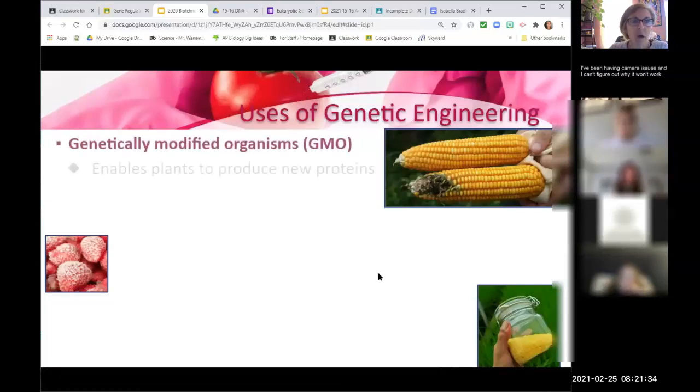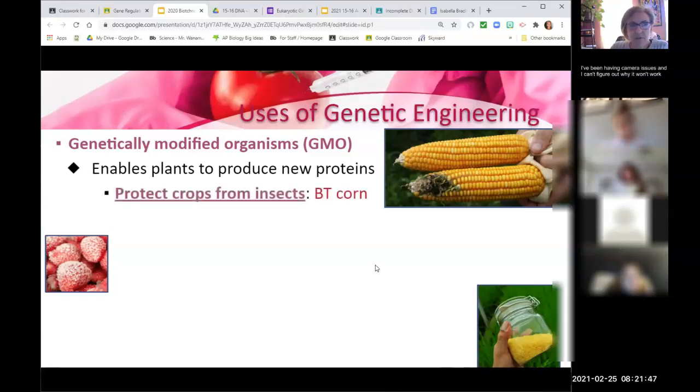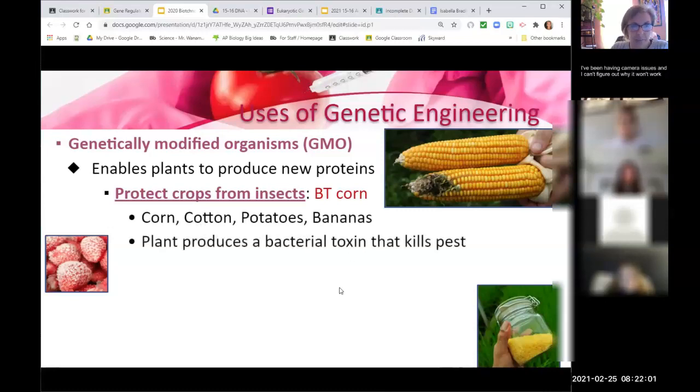So you can imagine what we would use. It's not enough just to be able to do it, right? We have to have a purpose for doing it. So we make genetically modified organisms, which means their genome has been altered. It allows them to produce different proteins than they could before. Often it's used in agriculture to produce crops that will resist insects, resist weather. Corn, cotton, potatoes, bananas are very common examples.